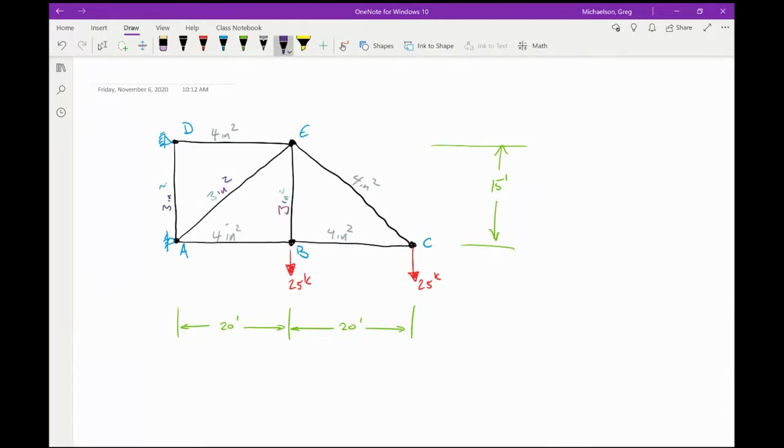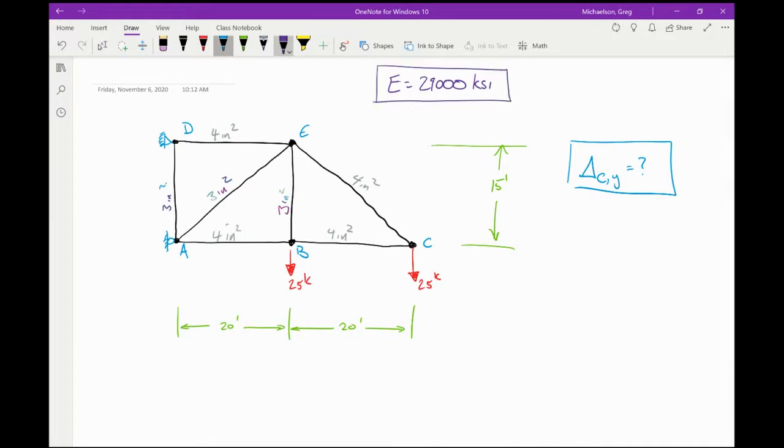There we go. Okay, so there's the truss, and what we're trying to find is the deflection at joint C, the vertical deflection, right? So that's what we're trying to figure out. And for this truss, we know that E is 29,000 ksi. Okay. All right. So does anybody have any questions, like understanding the problem, making sure that we're clear on what we need to do? Okay. And if you have any questions, just let me know.